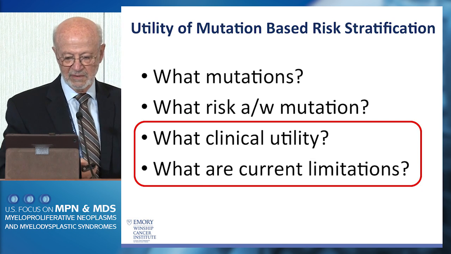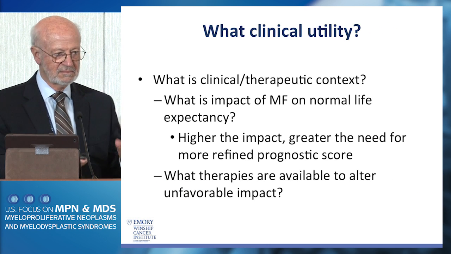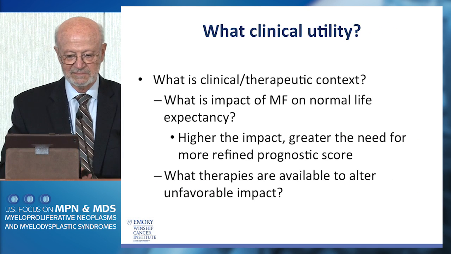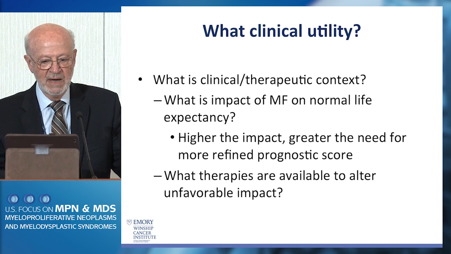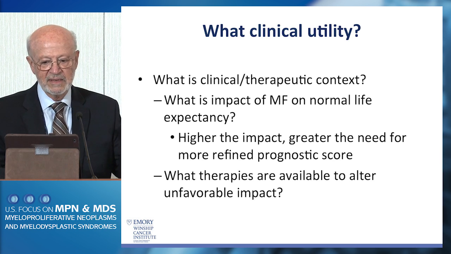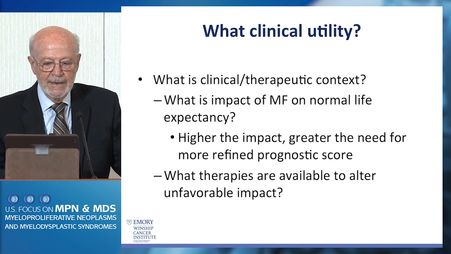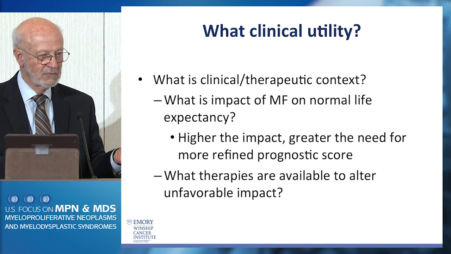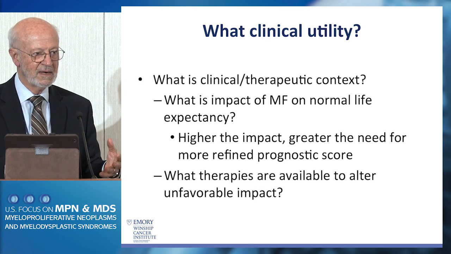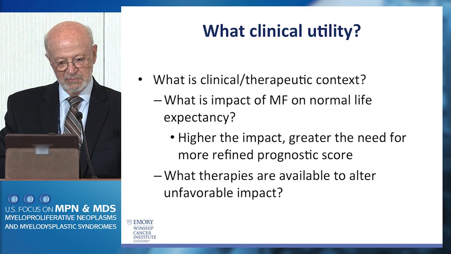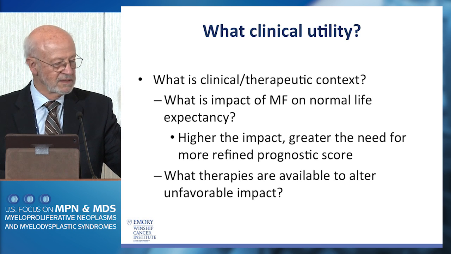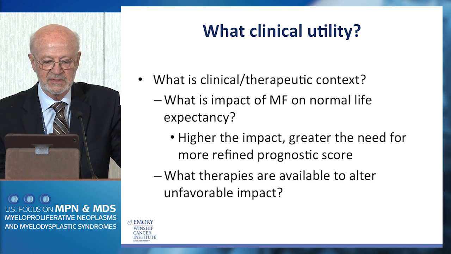What clinical utility and what are the current limitations? Well, the clinical utility is all based on context, the clinical therapeutic context, and at risk of saying the obvious, what is going to be the impact of the myelofibrosis on your normal life expectancy, and of course the higher the impact, I think the more refined we need the prognostic score to be. So it's very different if you have your 45-year-old gentleman trying to put his kids through college and they end up with an intermediate 1 score, and you're trying to figure out, should he go to transplant now or can I wait for a while? This kind of information would be very valuable, not so much in the 80-year-old person that's just had 2 heart attacks and has comorbidities and is not able to travel to centers for studies and so forth.